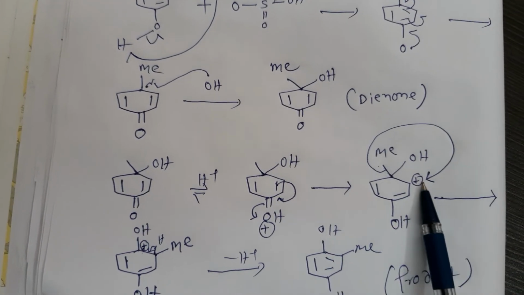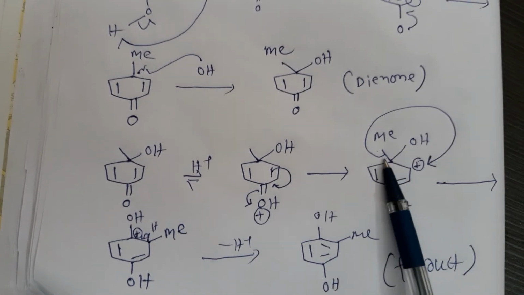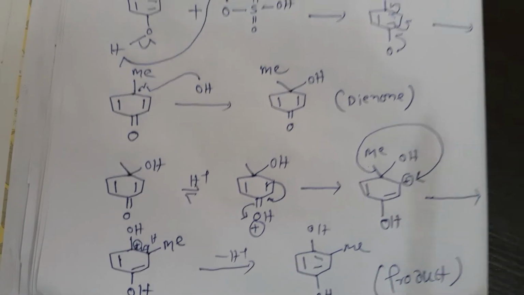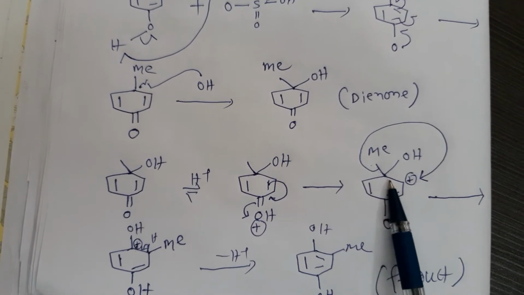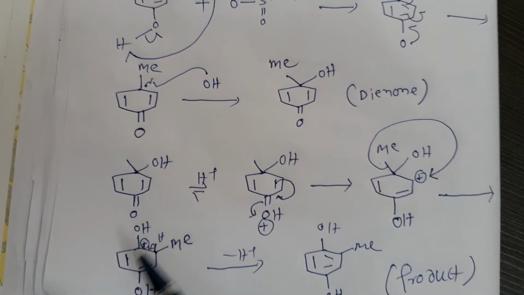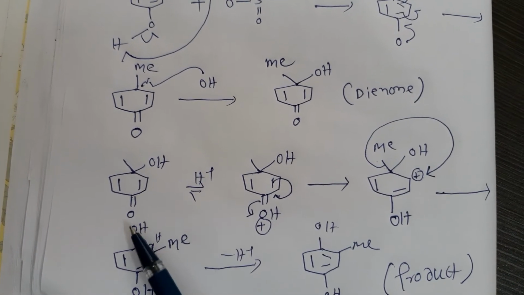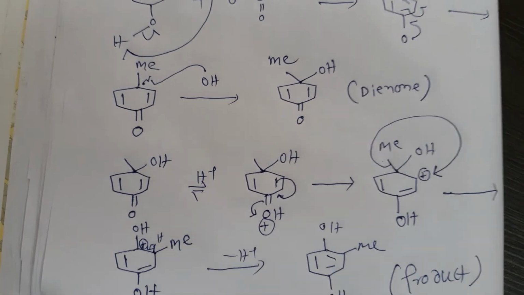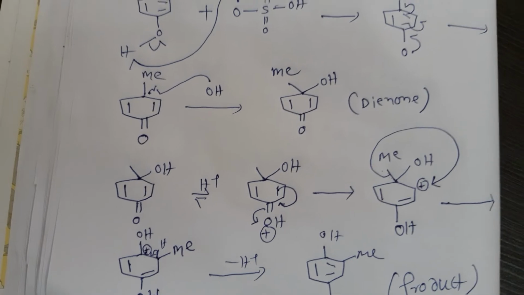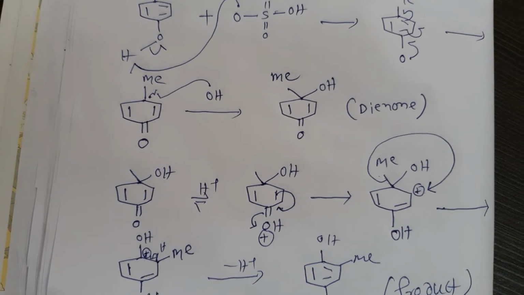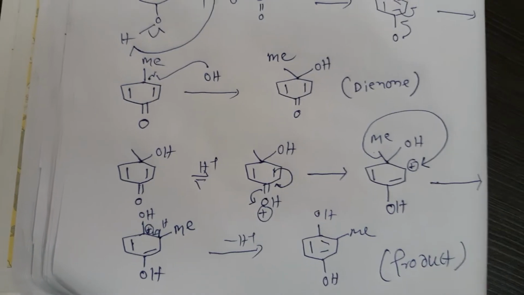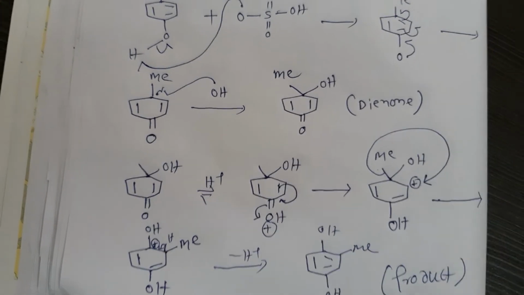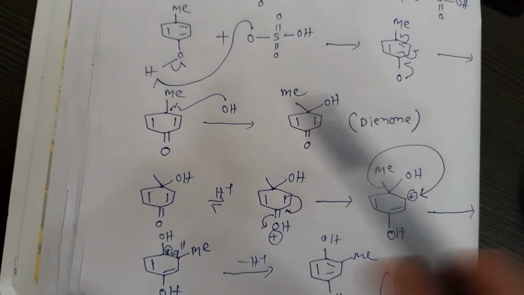This methyl group will migrate to that carbon. So the group which is more electron rich will migrate here, and one more point: after migration, the carbocation which is formed is stabilized by the lone pair on the oxygen atom. That is the main factor. After migration, the carbocation which will be formed must be stabilized by the adjacent group present in the system. That is the main thing. This is the mechanism.